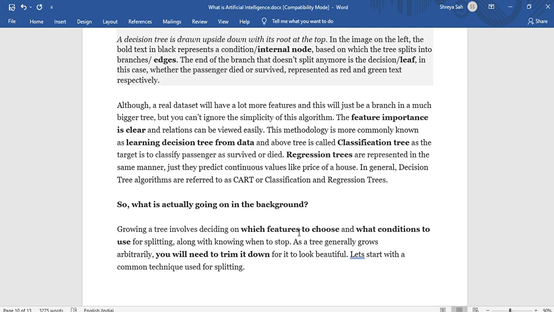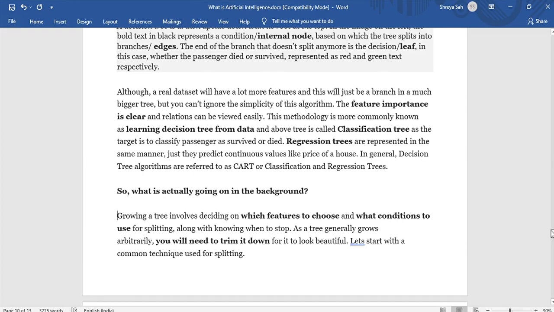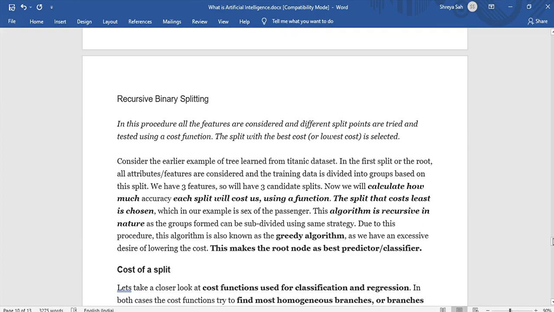Okay, when to stop, who will decide all those? As a tree generally grows arbitrarily, you need to trim it down for it to look beautiful. So let's start with a common technique used for splitting. We'll be discussing different techniques which we use for splitting.